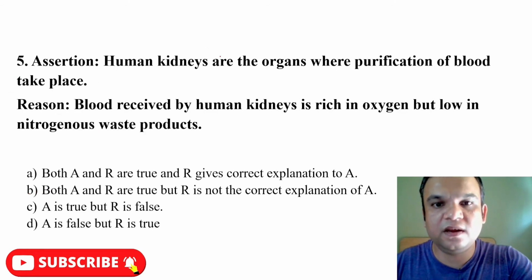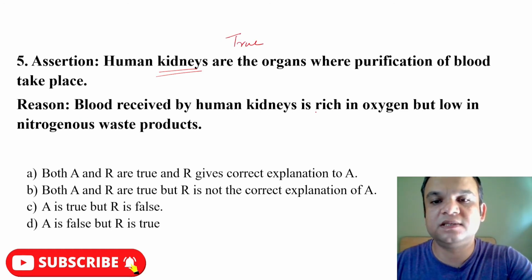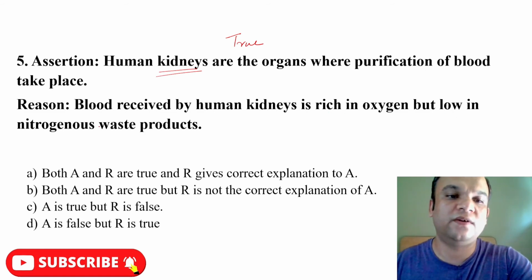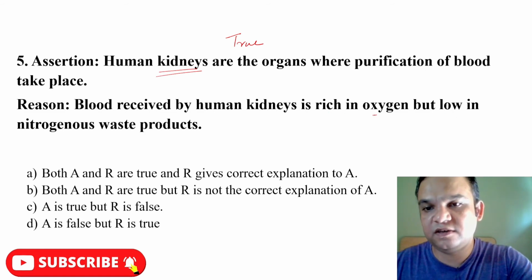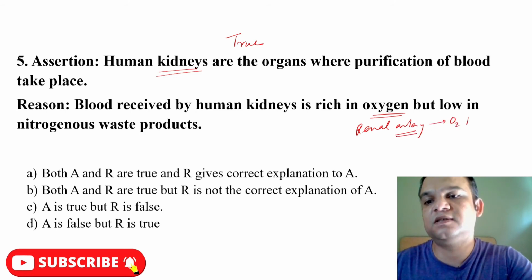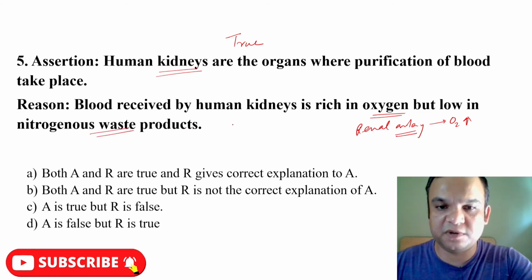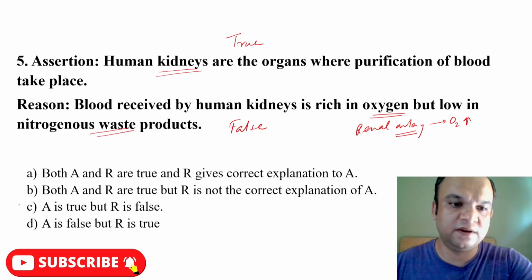Question 5. Human kidneys are the organs where purification of blood takes place. So this is a true statement. Reason states that blood received by the human kidneys is rich in oxygen but low in nitrogenous wastes. See, the blood which is received by the kidneys, it is received by the renal artery, and renal artery will be definitely high in oxygen level, but it is also rich in nitrogenous waste products. So this statement is a false statement, and that is why the option will be C.